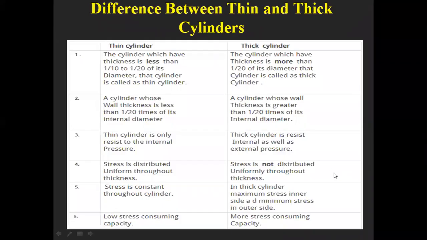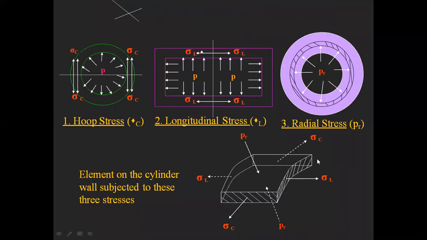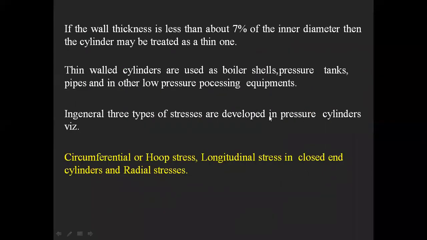Yesterday we were discussing how to calculate the stresses. One is the hoop or circumferential stress, and the other is the longitudinal stress. As it is a thin cylinder, we are neglecting the radial stress, which is important in thick cylinders.